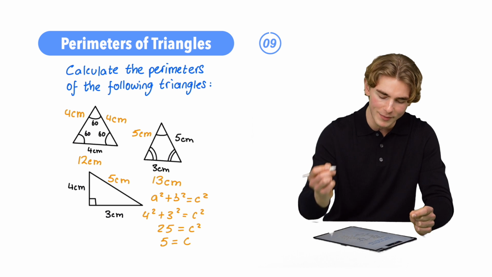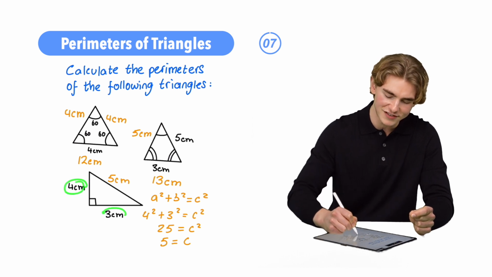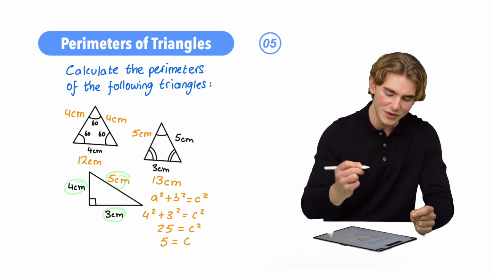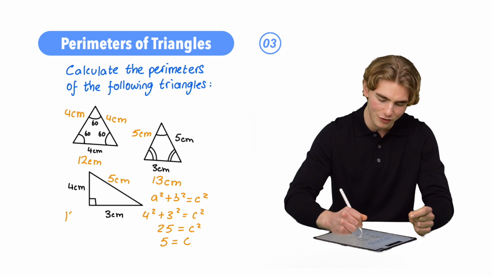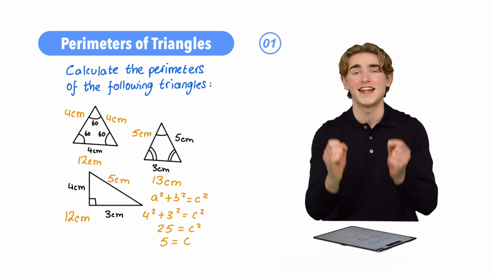Now to find the perimeter, guys, we're going to do 4 plus 3, that's going to be 7, plus 5, that's going to be 12. And we get our answer, guys, that the perimeter of our right angle triangle is 12 centimeters.